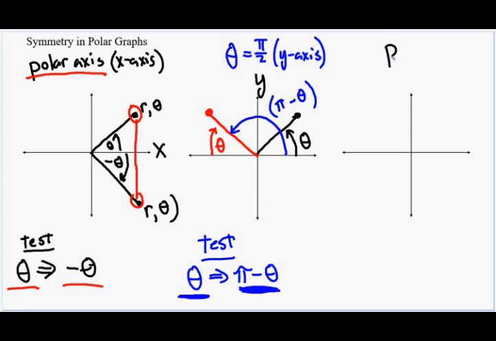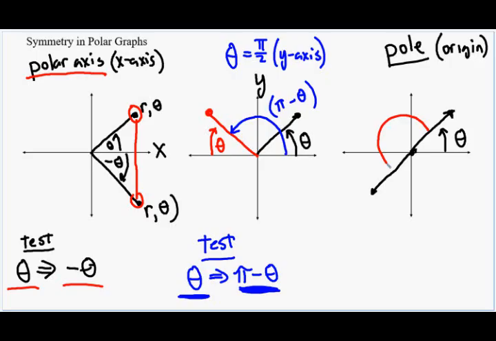And the last type of symmetry is pole symmetry, or the origin symmetry. So on this one, let's say here this angle is theta. If we're symmetric around the origin, that means we'll be shot across the origin to the other side. So I would take angle theta, and here's half a circle. In radians, that's pi. So our test for pole symmetry, we're going to replace theta with pi plus theta.